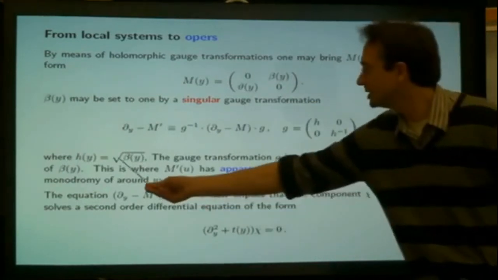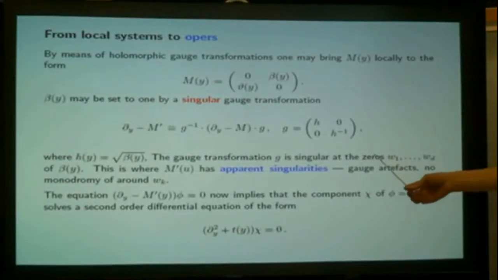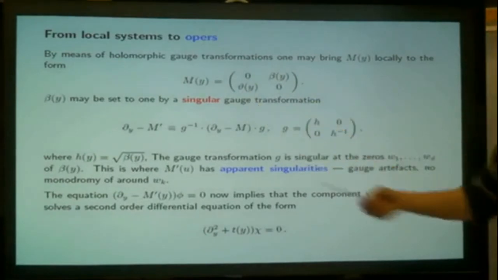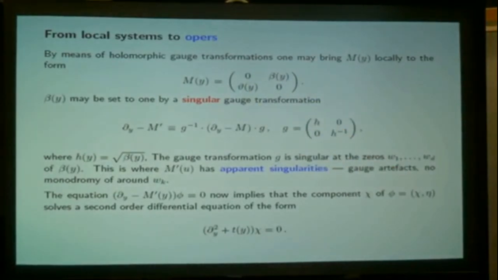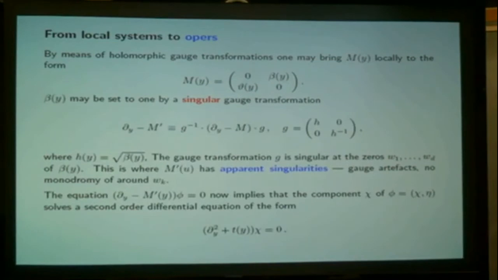We are conjugating by the square root of beta of y, which is clearly singular at the zeros of beta. But it's not too bad if we think about it. We do this conjugation and find something of the form where I have put 1 here and 1 over beta here. So the previously perfectly holomorphic connection M now has additional singularities. These are called apparent singularities, and they occur exactly at the zeros of beta. As they are gauge artifacts, they do not change the monodromy, which is part of what justifies the name apparent singularities.